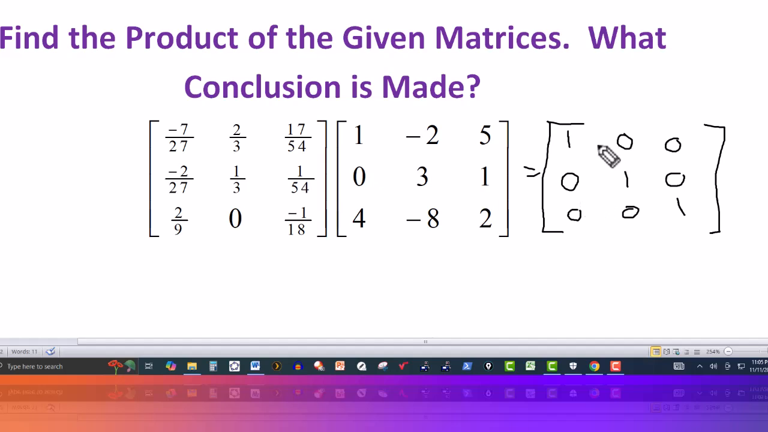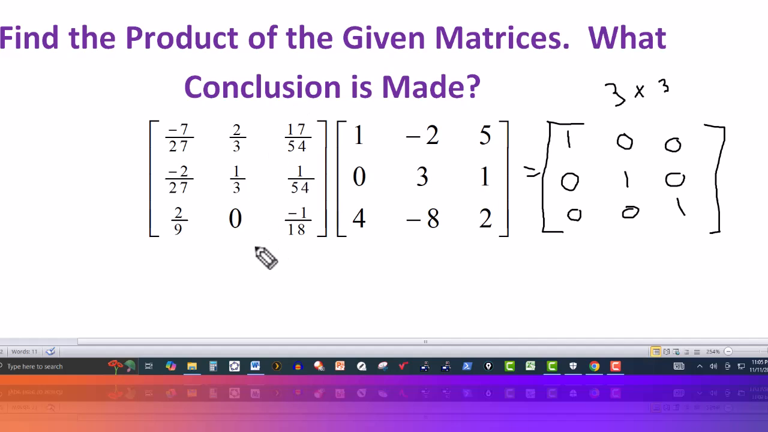So what do we get? We get the matrix 1 0 0, 0 1 0, 0 0 1. This is your 3 by 3 identity matrix. That is your multiplicative identity. This is the identity for multiplication. So what conclusion do we make?